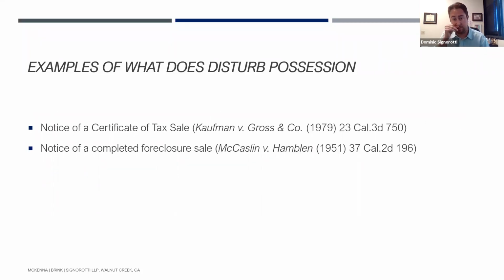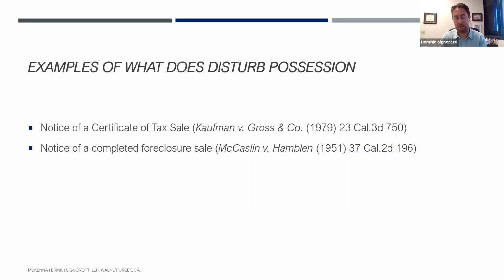So what are some examples of what does disturb possession? And this is where I think we're getting to the point where some sort of bright line is forming. So we know that in the foreclosure context, notice of default doesn't do it. A notice of sale doesn't do it. However, in the Kaufman case, the court said a notice of certificate of tax sale, that's the equivalent of a trustee's deed. That does start the statute of limitations.